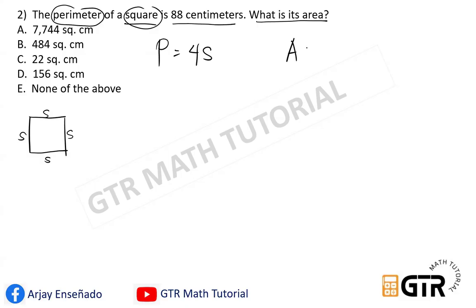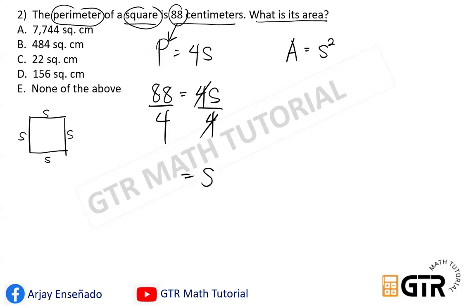The formula for area of square is side squared. Okay, so we substitute the given. We have given the perimeter is 88 centimeters. So just substitute 88 to this perimeter. So we have 88 is equal to 4S. Okay, now we can solve for the side of the square. Just divide both sides by 4. So the 4 will cancel out. Therefore, the length of the side is 88 divided by 4. We have 22 centimeters.